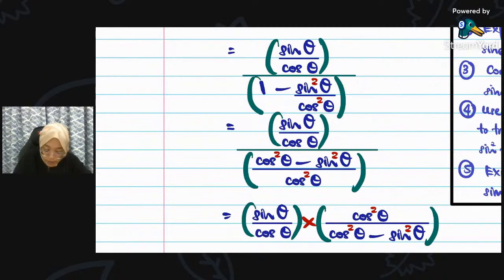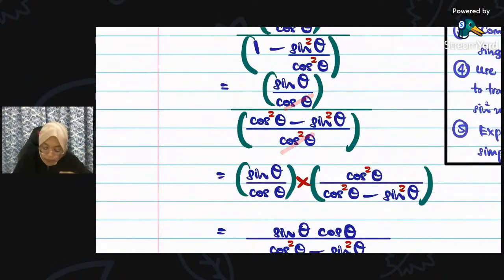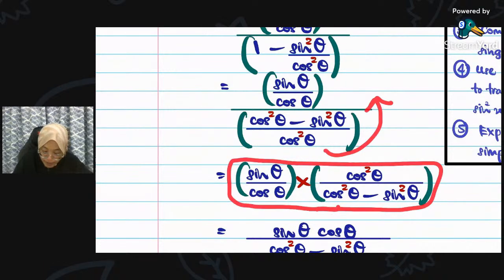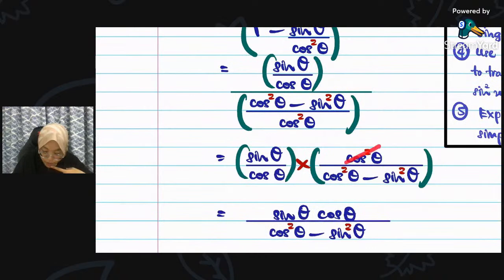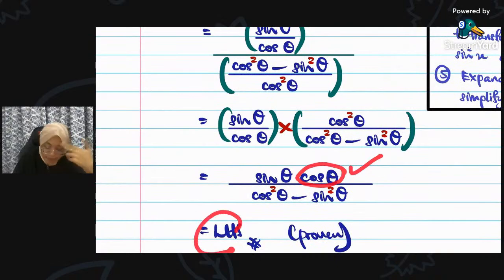Okay, I make it single fraction because I can see something familiar, something quite the same lah. Cos boleh cut dengan cos. Tapi saya tak terus cut lah. Saya terbalikkan dia dulu. Saya bawa dia naik atas. Saya dapat ni lah. And then saya akan perasan bahawa squared over cos squared bahagi cos power 1. So tinggallah cos saja. Cos saja di atas ni, okay? So in the end it is left hand side.